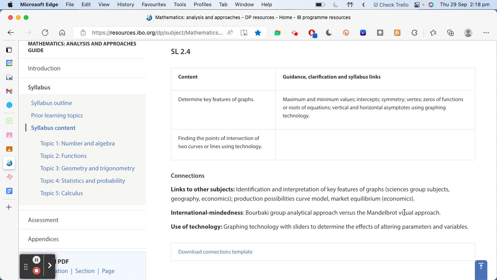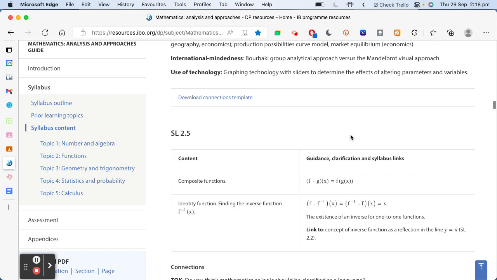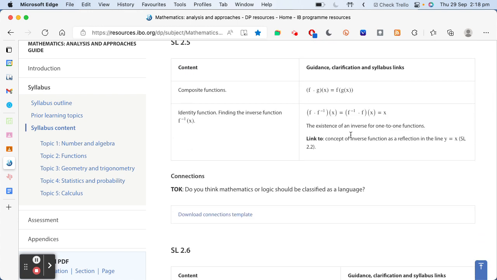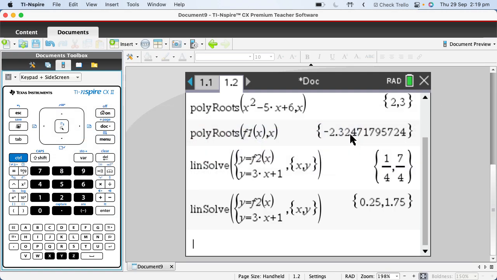That's all I want to say about 2.4. We've got 20 minutes left, so see how I go getting through the rest of this one. 2.5 is more function properties, specifically around composite functions and the identity function. The identity function is simply understanding that if you take a function and pass into it the inverse function, you should just get the same value out. And I'll show you what I mean in a moment with the GDC.